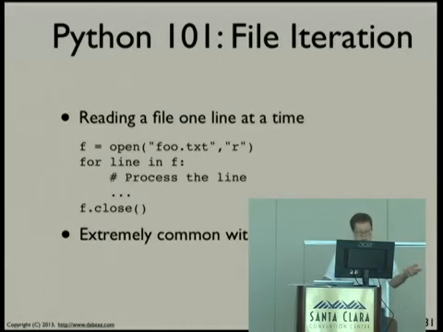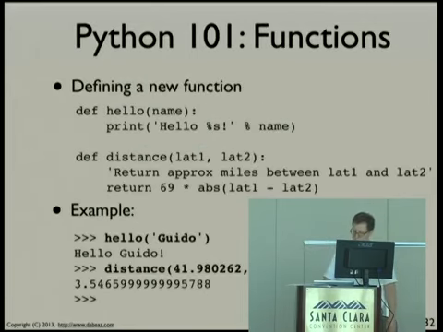Another idiom that's very, very common with files is reading one line at a time. Typically you do that by opening up a file. You do a for loop on it, and then you just go line by line. It'll basically read that until you get to the end of the file. So those are some idioms with files. And then a couple final things.